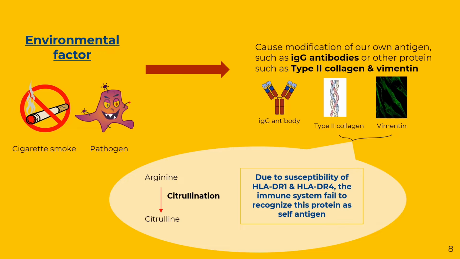This environmental factor can cause modification of our own antigens such as IgG antibodies or other proteins like type 2 collagen or vimentin. Type 2 collagen and vimentin can get modified through a process called citrullination. That's when the amino acid arginine found in these proteins is converted into another amino acid, citrulline. Meanwhile, due to the susceptibility genes HLA-DR1 and HLA-DR4, immune cells sometimes get confused by these changes, and they no longer recognize this protein as self-antigen.